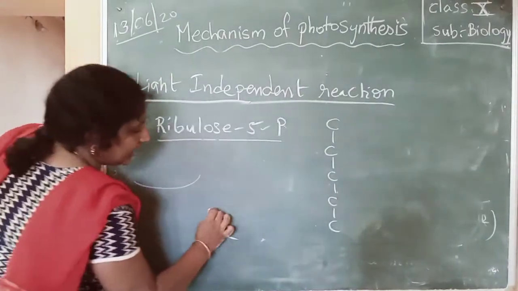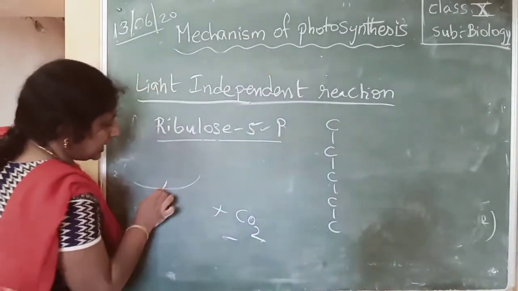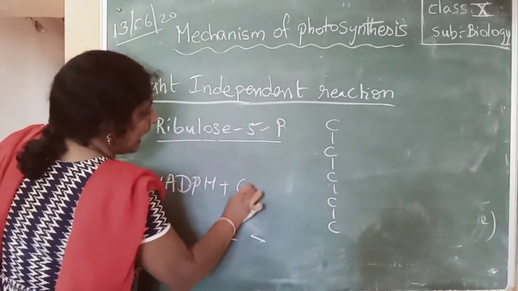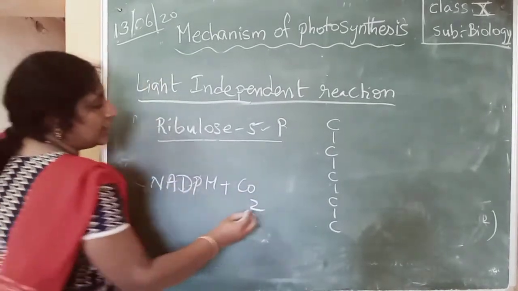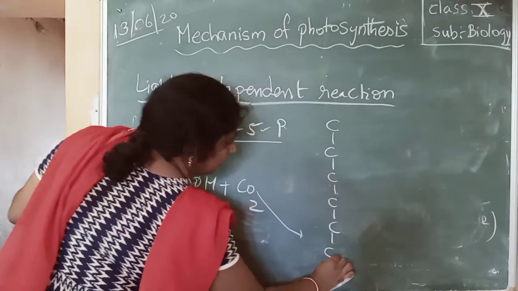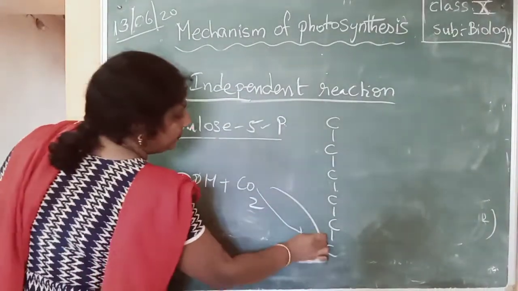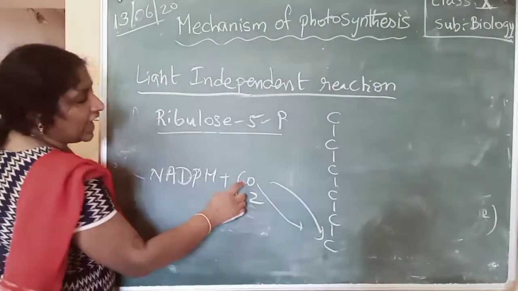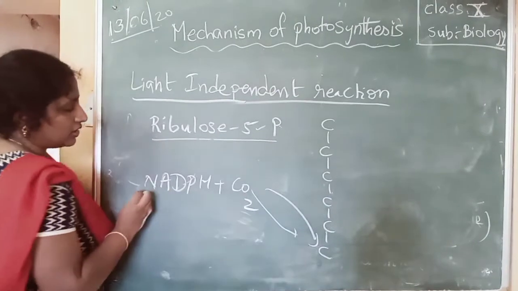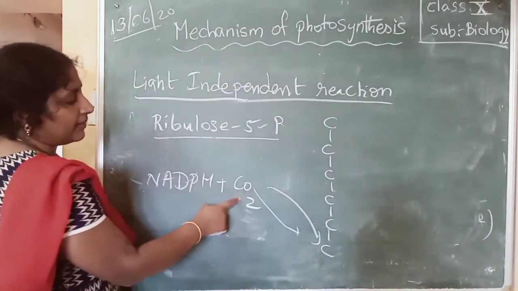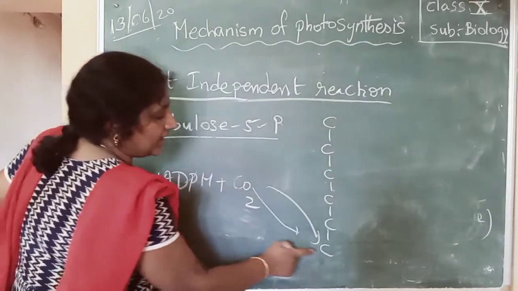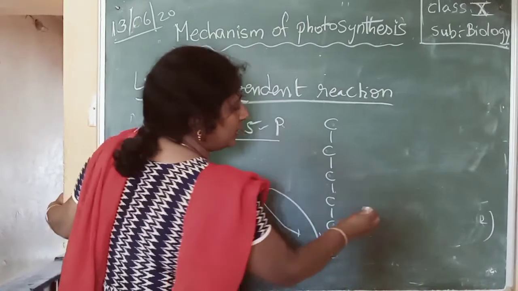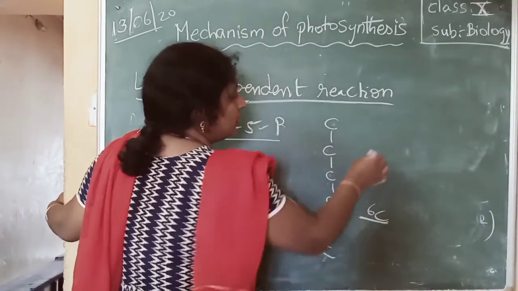Now carbon dioxide will react with NADPH, and this carbon is added to ribulose 5-phosphate. Ribulose 5-phosphate is present in the cell like this. Now this carbon should be added to this molecule. So for this, NADPH reacts with carbon dioxide and this carbon is added to ribulose 5-phosphate. Now you see, 1, 2, 3, 4, 5, 6 carbons are there. So glucose is formed.